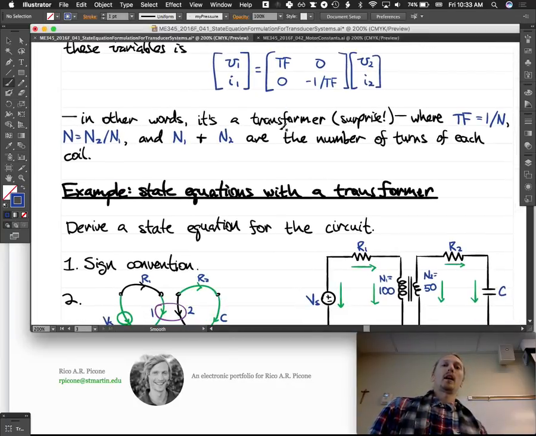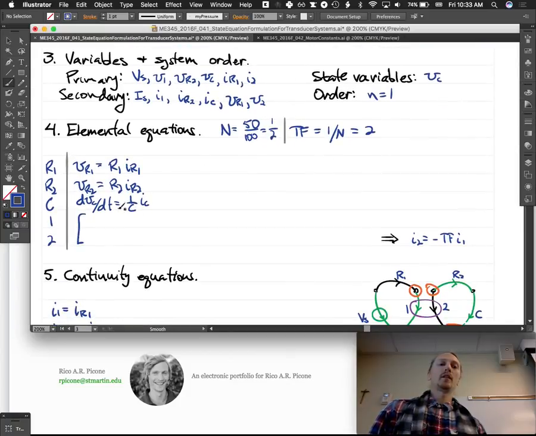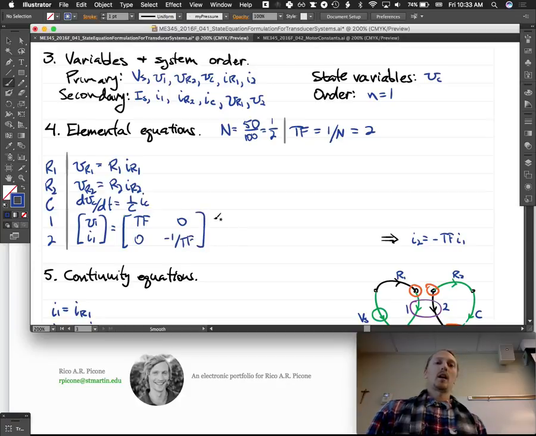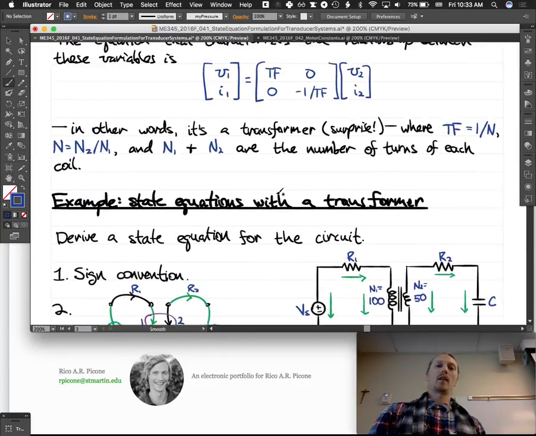So we have voltage 1 and current 1 equals [TF, 0; 0, negative 1 over TF] times V2 I2, right? I just transcribed that from up here.